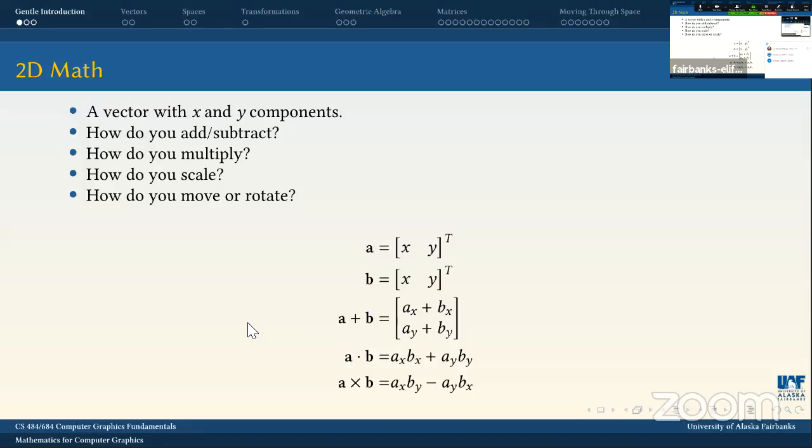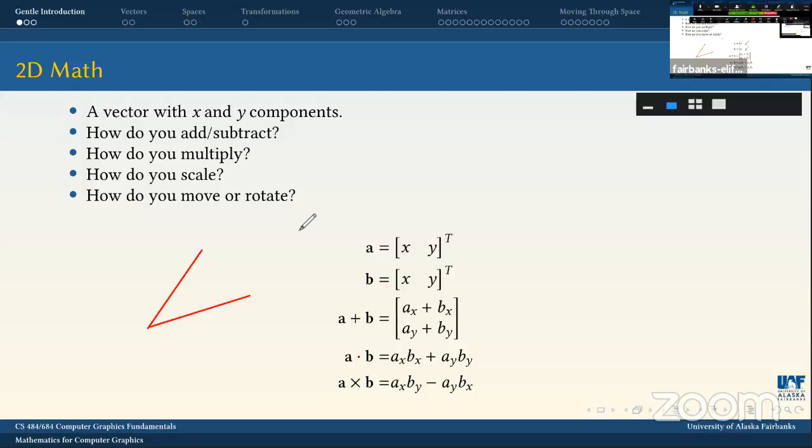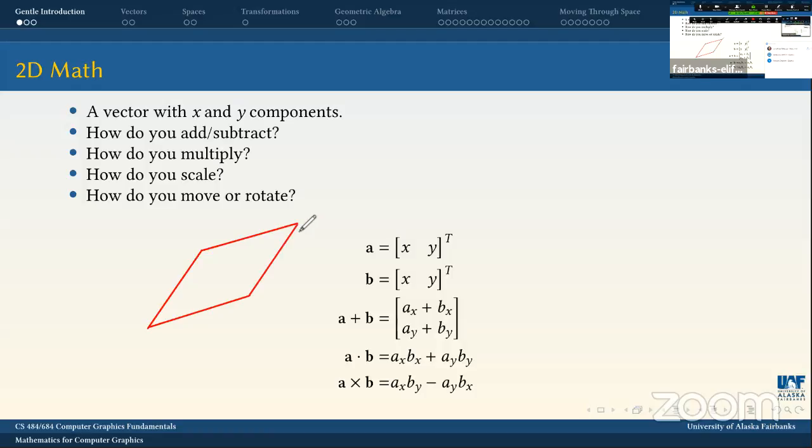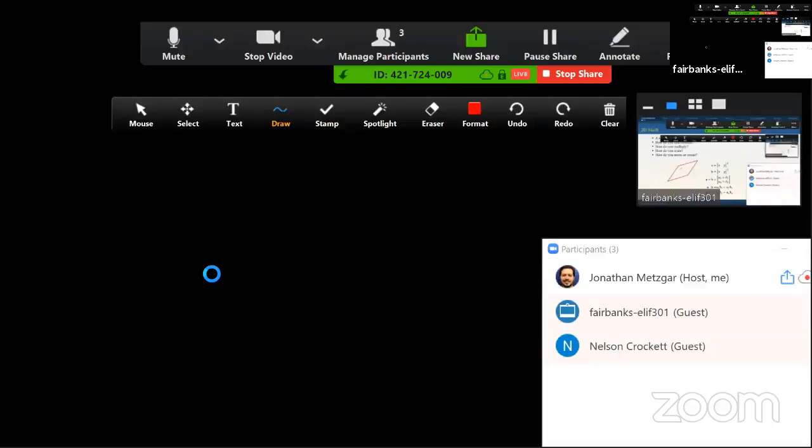Let's see here. I don't know if I can easily draw on the screen. Maybe I can. Let's try it. Yeah, that works. So if you had a vector, let's say that's A and B. If you were to take the cross product, you can basically say, let's add the B vector there and add the A vector there, and the cross product will give you the area of this parallelogram. It also works in 3 dimensions as well. It gives you the volume of the parallelepiped as you extend it into 3 dimensions.